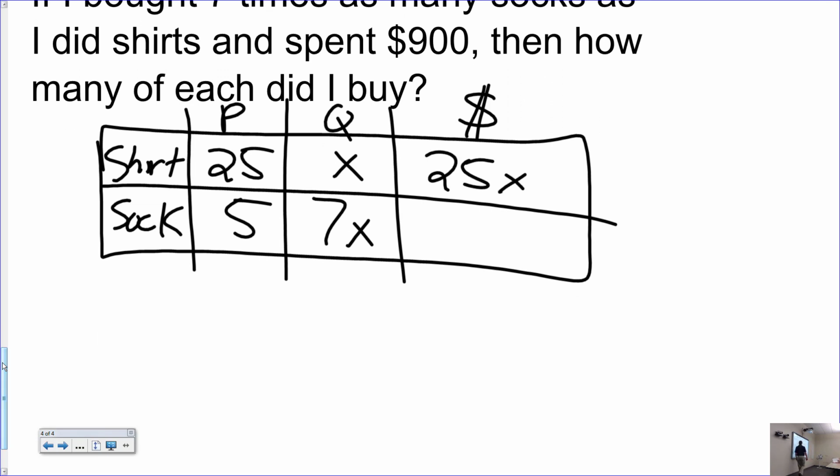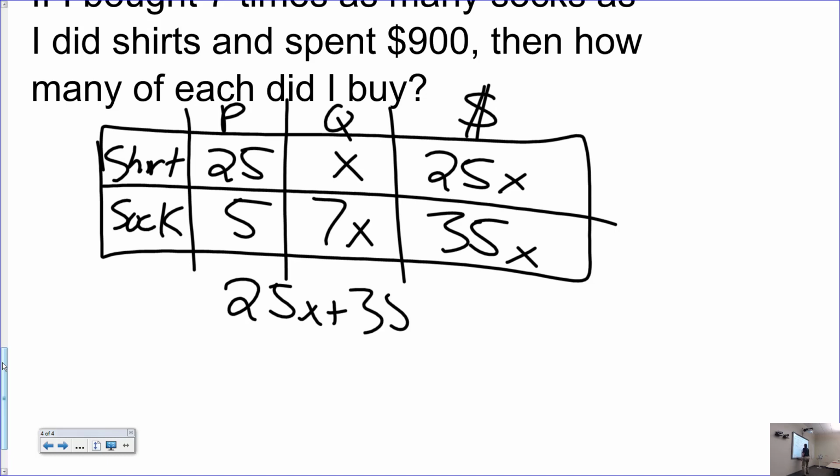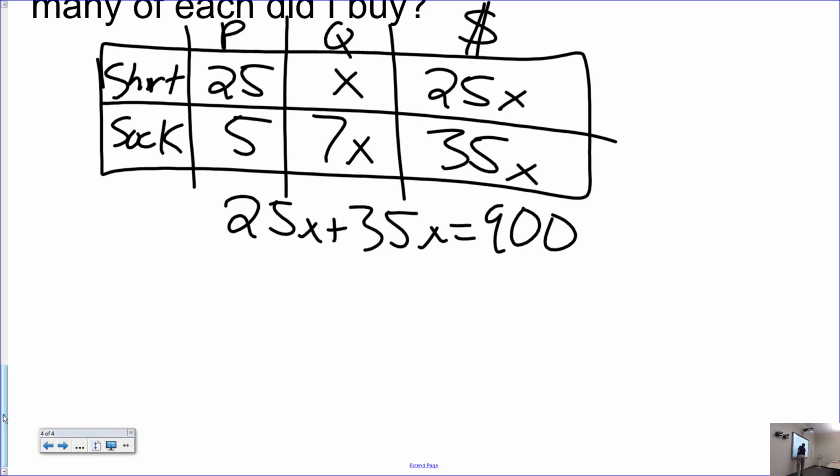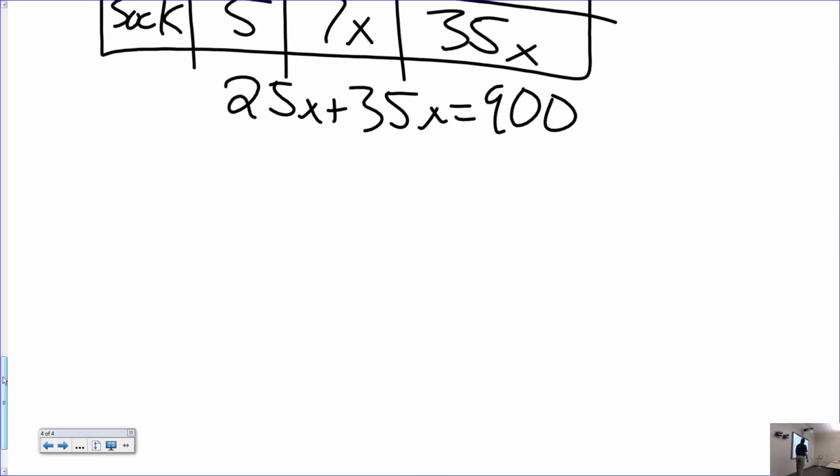25x for the shirts. Socks, what are they going to be? 35x, right? Because you're just taking 5 times 7x, that's 35 x's. And at least when you do times, the problem is usually a little bit easier because there's no numbers floating around, right? It's just 25x plus 35x is 900. 60x is 900. Divide by 60.